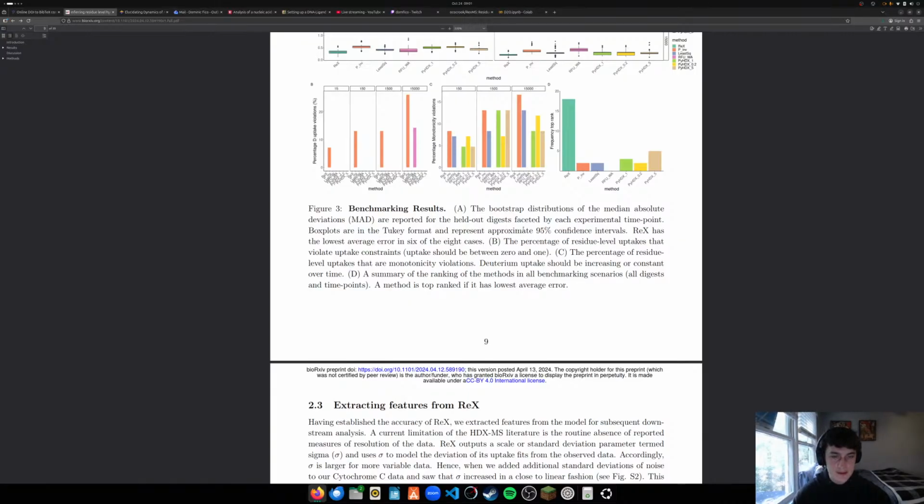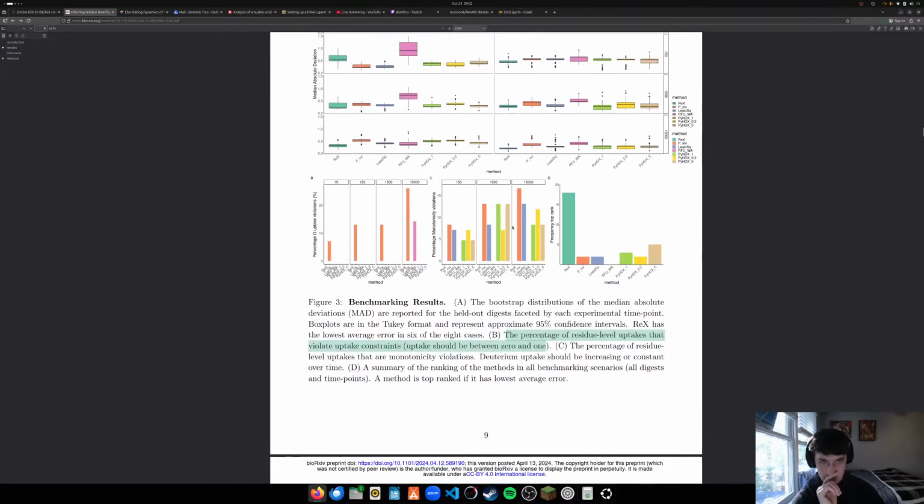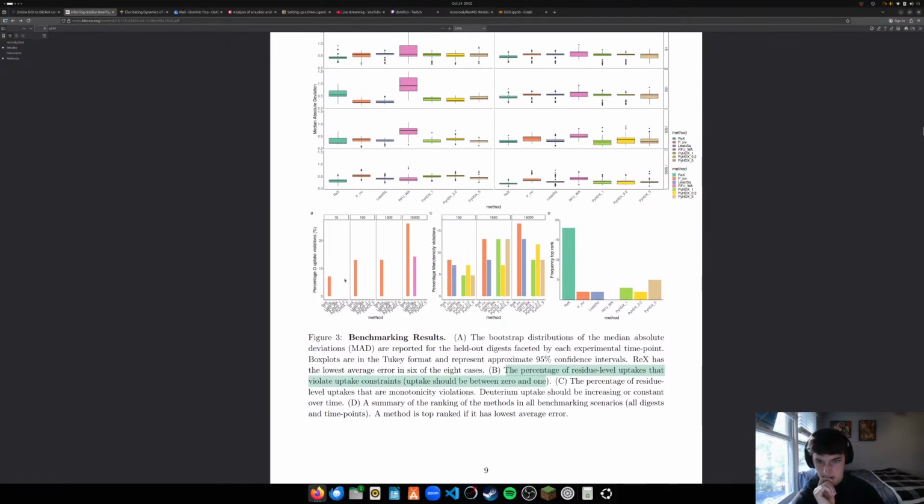Or in Tukey format. REX is the lowest average error in 6 of the 8 cases. The percentage of residue level uptakes that violate uptake constraints. Deuterium uptake should be increasing or constant over time. The percentage of residue uptakes that violate uptake constraints. Uptake should be between 0 and 1. So that's B. Interesting.